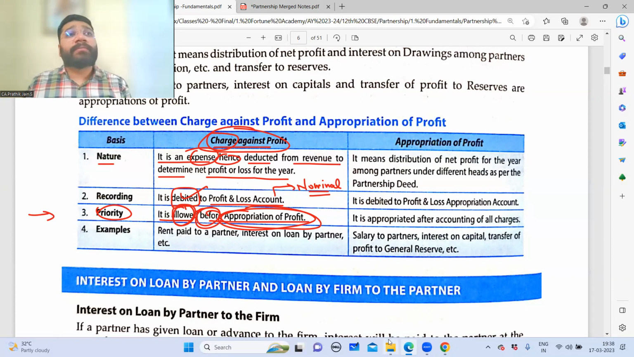What should I repeat? Appropriation I'm yet to discuss. Did this part make sense? Like what is the order? First you'll record charge against profit, then appropriation. Appropriation I'll discuss what it is. Example of charge against profit.